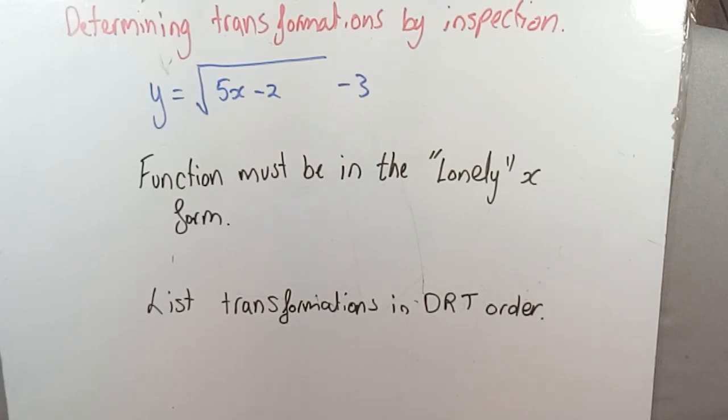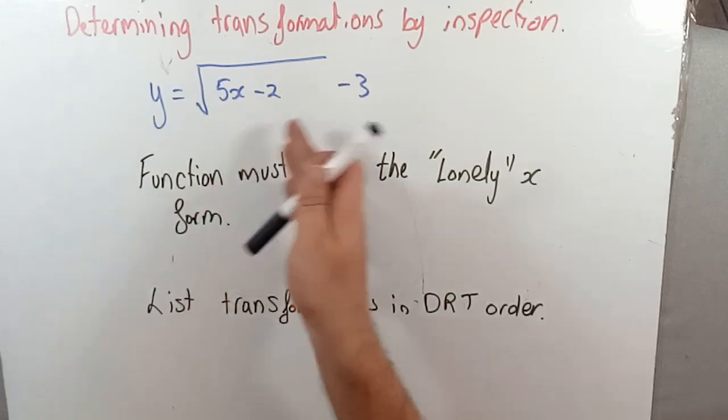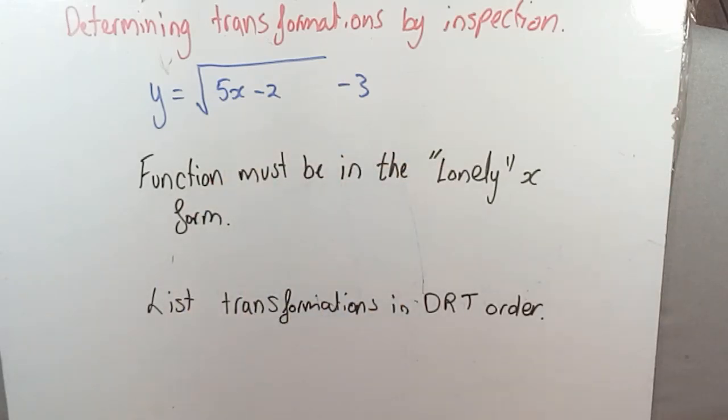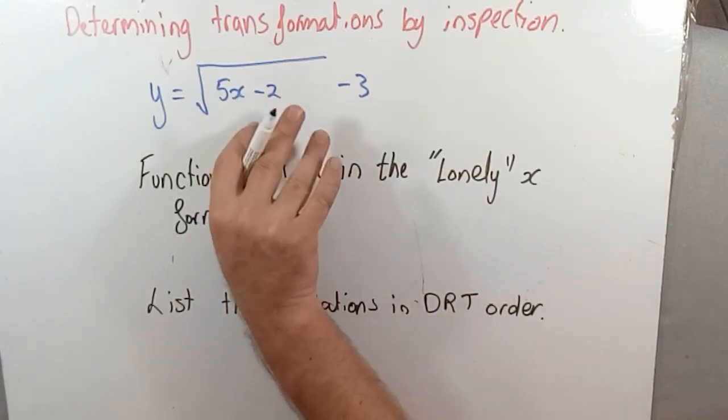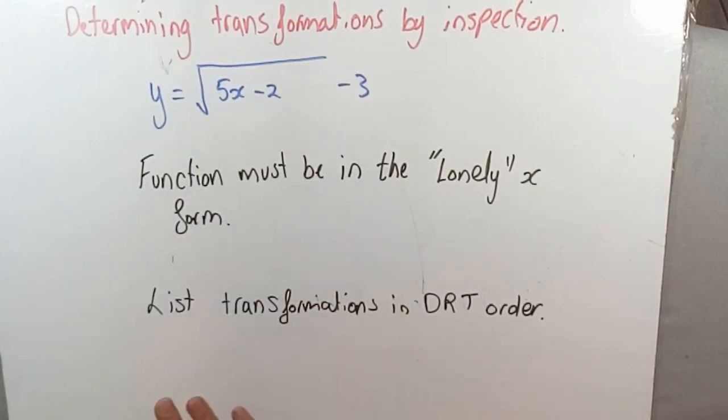Okay, determining transformations by inspection. Okay, so I've got the same graph up there. The way you can do it by inspection is you write the function in lonely x form. Lonely x form is we want the x by itself. So this 5, we want to bring that out.